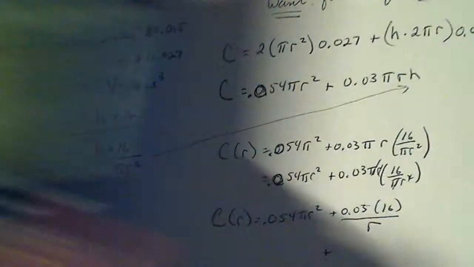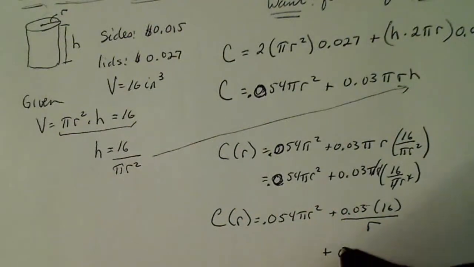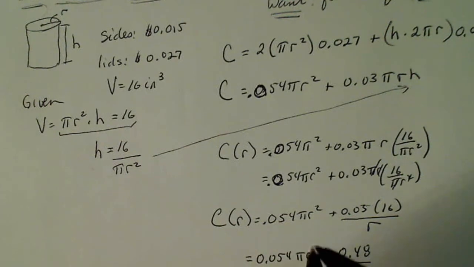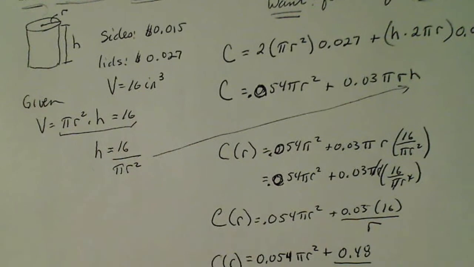Make sure I did that right. 0.48 over r. And that over here is 0.054 pi r squared. All right. That is the function that we have to optimize.